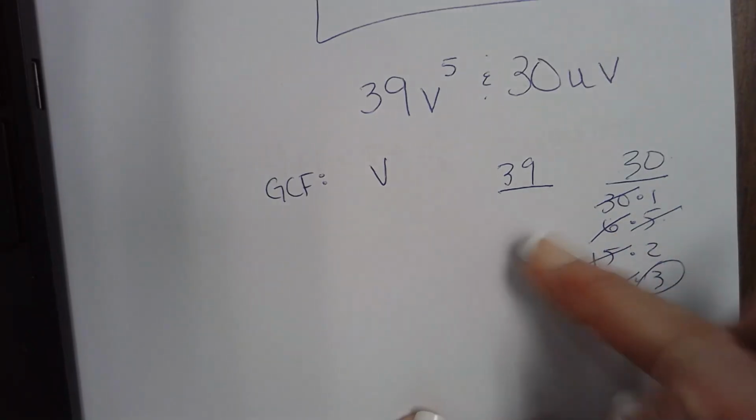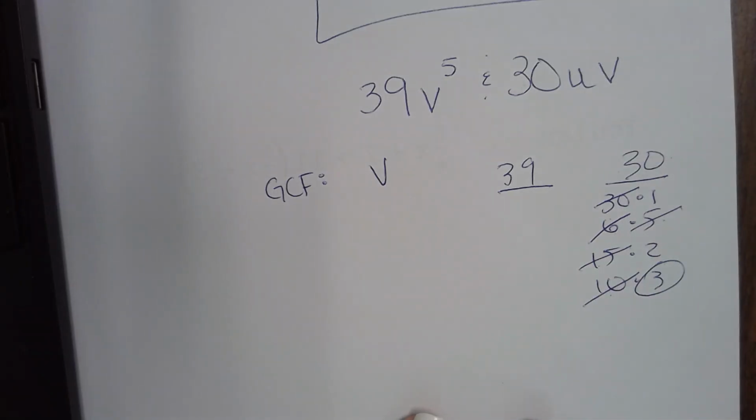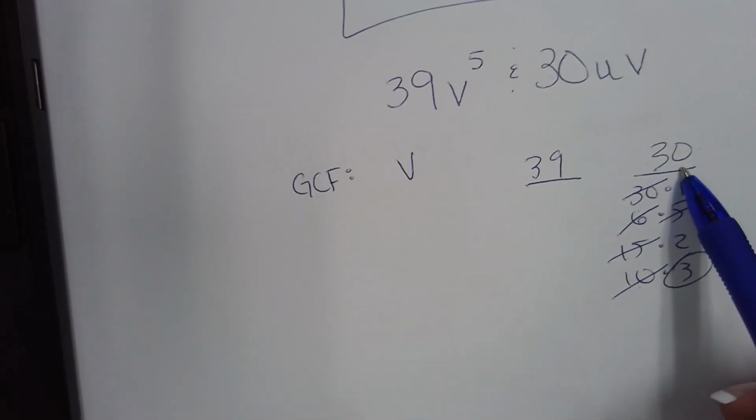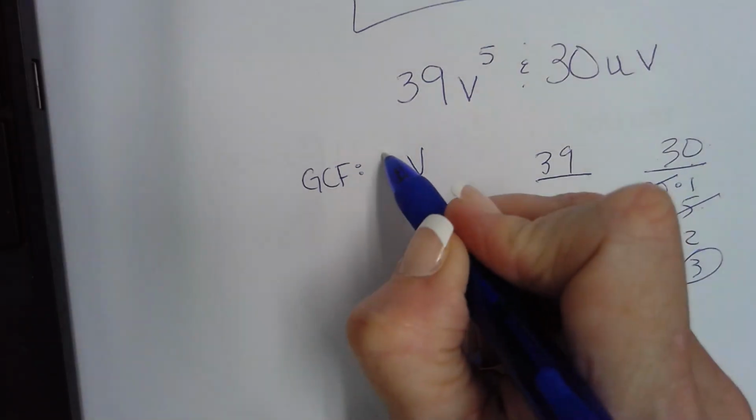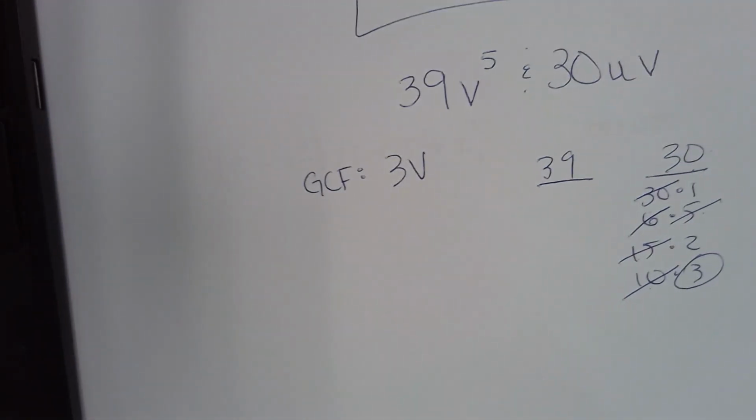Now, y'all, if you made a list for 39, you still came to the conclusion that it was 3, but I'm just saying it's much easier if you just list all your factors of the smallest number and then check them. So, y'all, the greatest common factor of those two terms is 3V. Okay? All right, let's try this one. Some of these are way too easy.